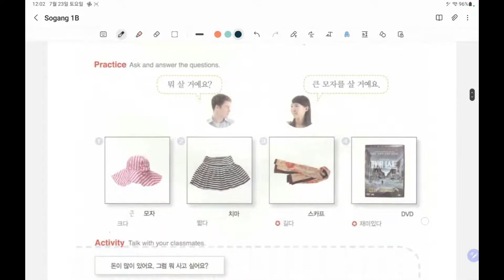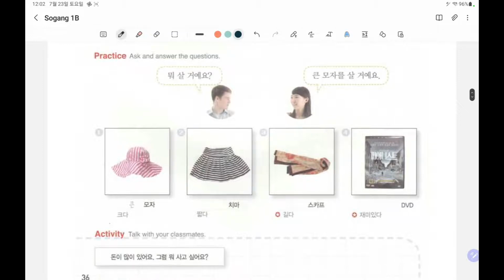자, here's some base form. 자, 봅시다. 모자, 치마, 스카프, DVD 있어요. And we need to modify these nouns with the adjectives here. The base form is given, isn't it? 자, so we have to change this base form into the proper conjugated form. 자, 크다, we did it already, becomes 큰. So a large hat, 어떻게 말해요? 큰 모자. How about 치마?